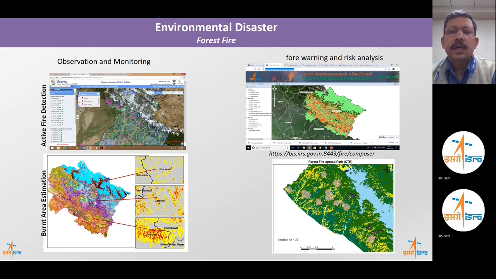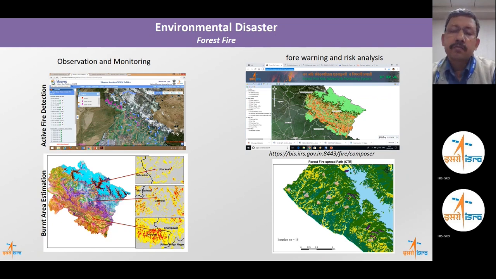So we just don't stop at that. We also are working on forewarning and risk analysis, which uses a combination of weather-based parameters as well as the fuel parameters and the local parameters to identify the areas which are at risk for the next 24 hours. And once a fire has already occurred, how it is actually spreading. That also has been modeled using a combination of network, it's a complex network algorithm.